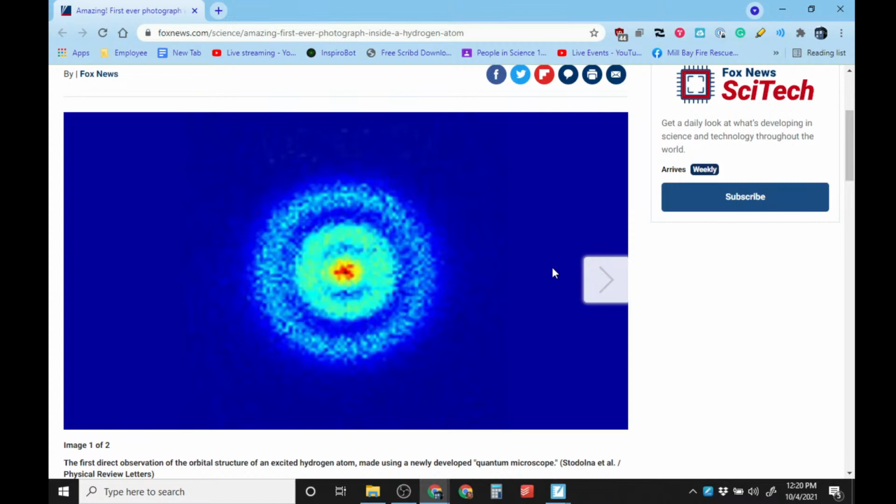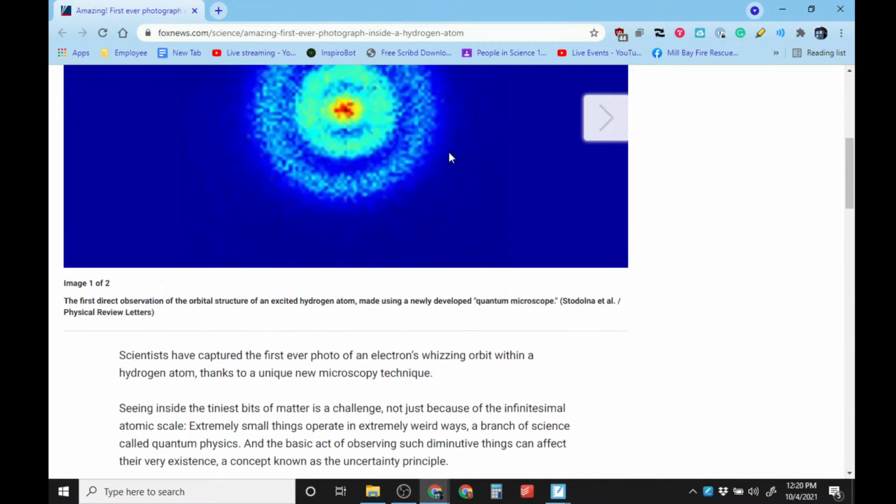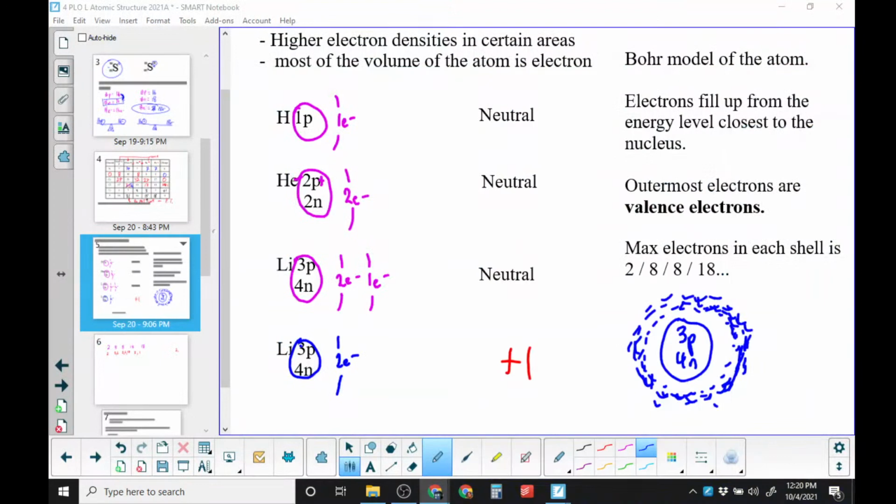2013. I think it was the first one. I have seen some bigger atoms, but the hydrogen is the simple one, so hold it. Let's go. Actual pictures. Okay.